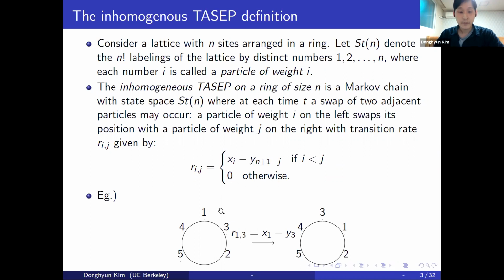Here's an example. If we have the state 1, 3, 2, 5, 4, then 1 and 3 are neighboring particles, and 1 is smaller than 3. So they can swap their positions with the rate r_13, which is x_1 minus y_3, and it becomes the state 3, 1, 2, 5, 4. Also, I did not write it here, but 2 and 5 are also in neighboring positions, and 2 is smaller than 5, so these two can also swap their positions with the rate x_2 minus y_1.